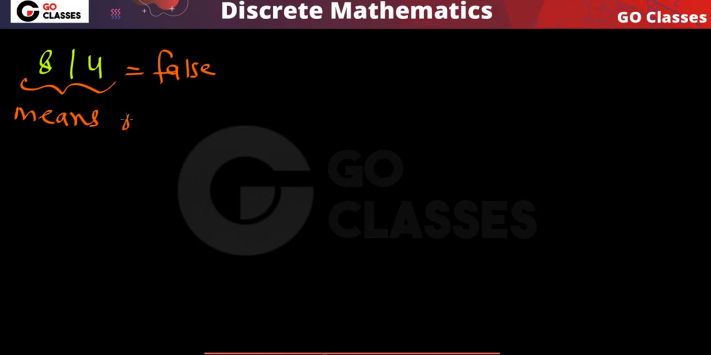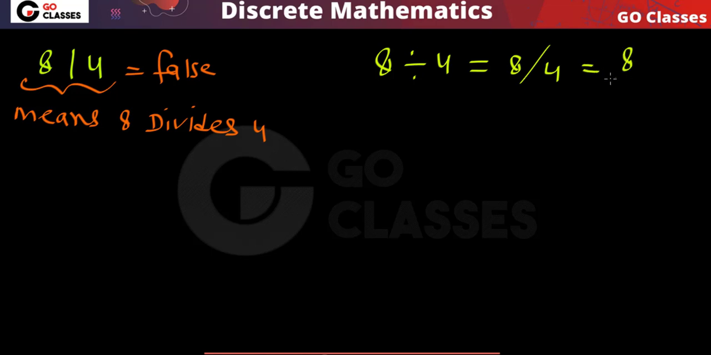Another example you can take. If I ask you what about this, this is false, because 8 does not divide 4. This means 8 divides 4, which is false, and this is definitely false. But if I ask you what is this, it simply means the value when 8 is divided by 4, which is simply a value. So this is the difference between divisibility relation and division. Take care about it.